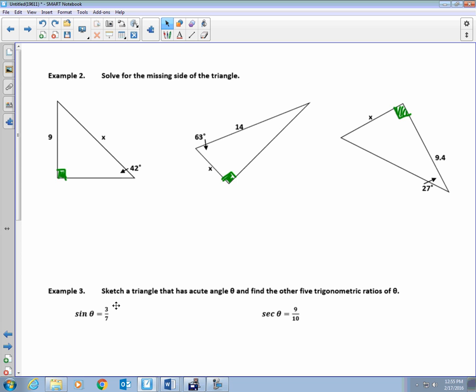Okay, it says solve for the missing side of the triangle. I have 9x and 42 degrees. Now, technically, there's 2 sides here that we don't know. But appreciate that in geometry with the Pythagorean theorem, you had to be given 2 sides to find the 3rd side. But right now, all we need is 1 side and an angle. So, let's do our work.